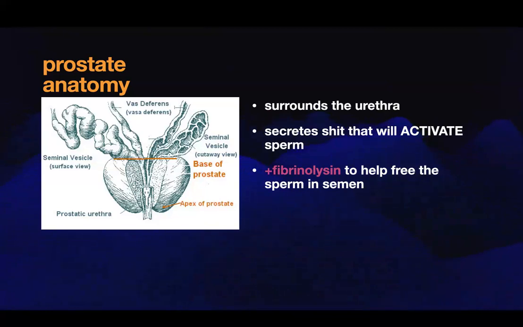And this is where the prostate comes in, because it adds something called fibrinolysin. And fibrinolysin's job is the exact opposite of vesiculase. Its job is to liquefy the semen so the sperm can move. So that's the second accessory gland.